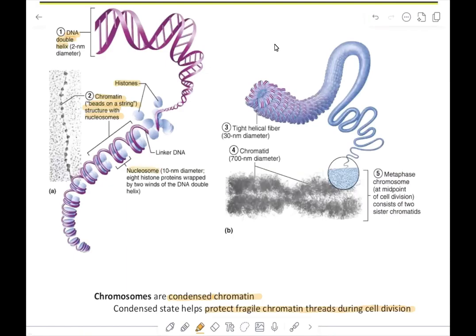So the nucleosome is 8 histone proteins wrapped by 2 lines of the DNA double helix. On the right-hand side of the slide here, we can see chromatids, and the chromatids are part of a chromosome. So this would be one chromosome. This would be another chromosome. And what we're looking at here is a metaphase chromosome, which is at the midpoint of cell division, and it consists of 2 sister chromatids.